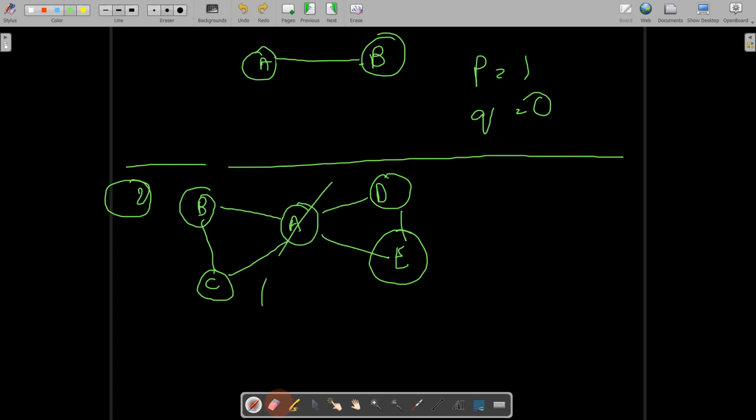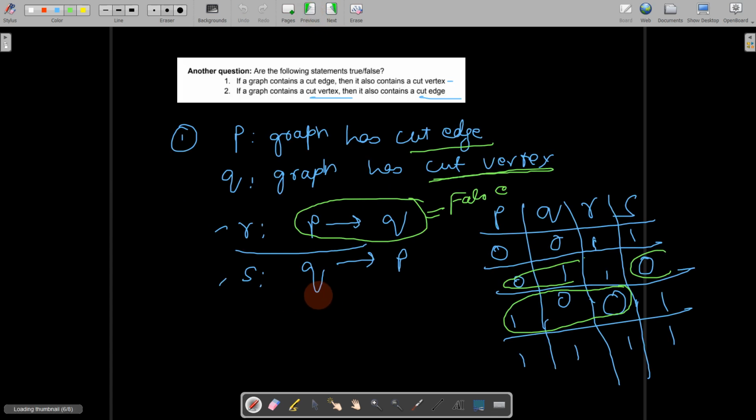But does it have a cut edge? Cut edges, right? If you remove, there are 2 cycles over here. From a cycle, if you remove any edge, the graph is still connected. So the number of connected components does not increase. So it does not have a cut edge. That means Q is true but P is false. That means we have proved that this S statement is also false. We found a counterexample. So both these statements are false.